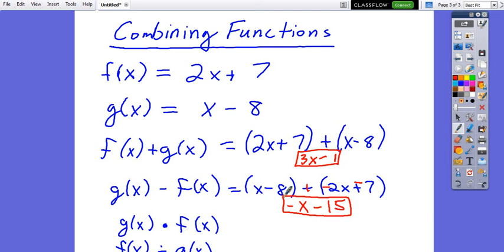So again, nothing different than what we just quizzed over, other than now we're thinking of it, oh, I've got a function over here, a function over here. I want to put those together somehow. Okay, this is how we do it.